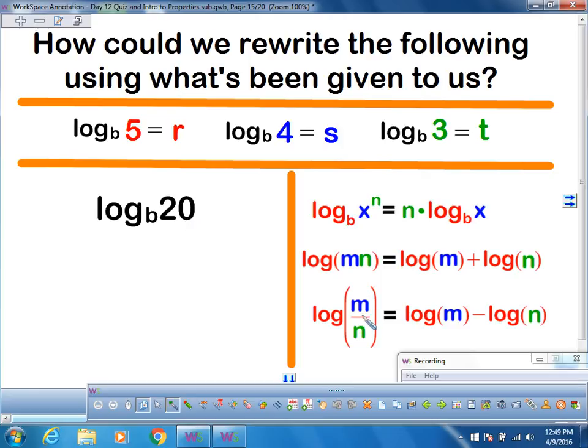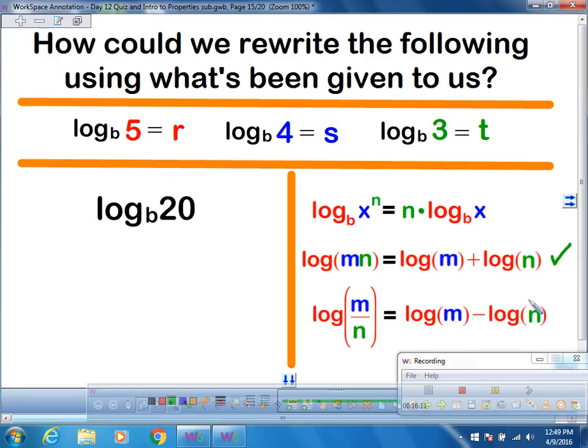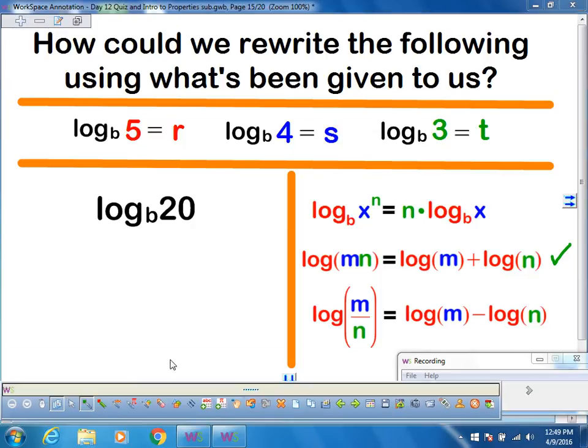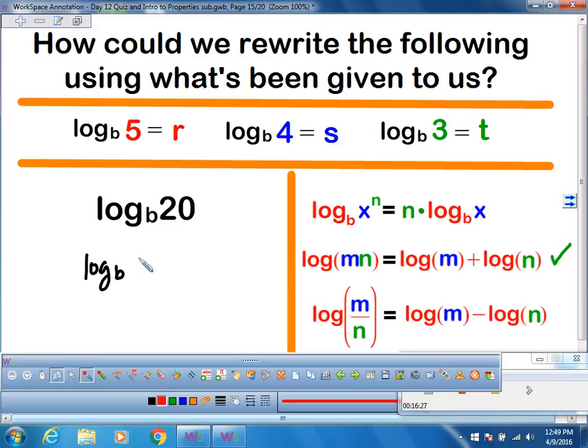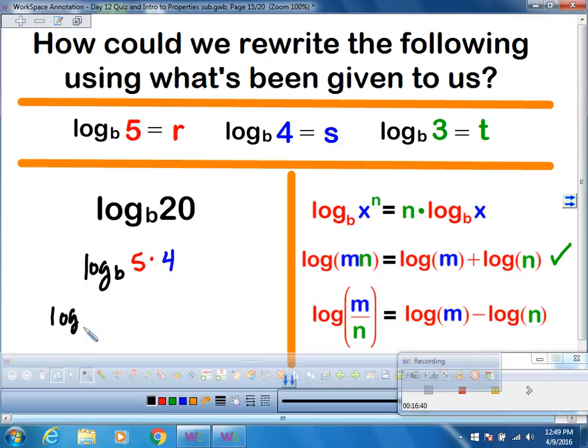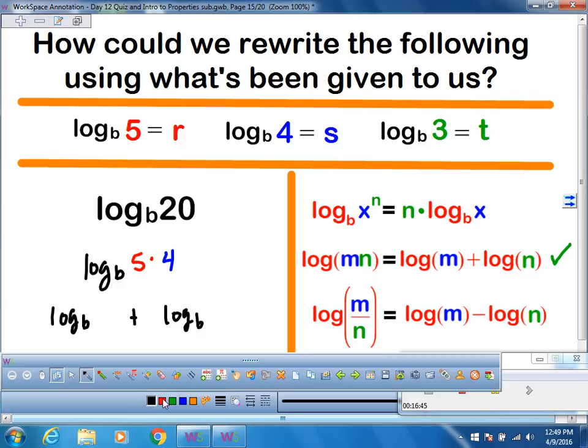So here I could use my product property because I know that 20 is equivalent to 5 times 4. So let's go ahead and rewrite that as log b of 5 times 4. All right, so using my product property, let's rewrite this as addition. So log b of 5 plus log b of 4.